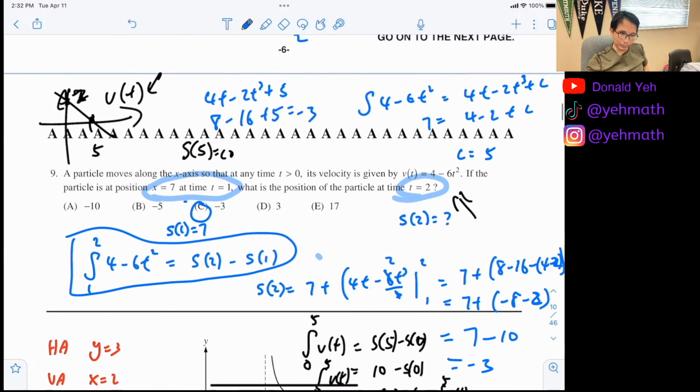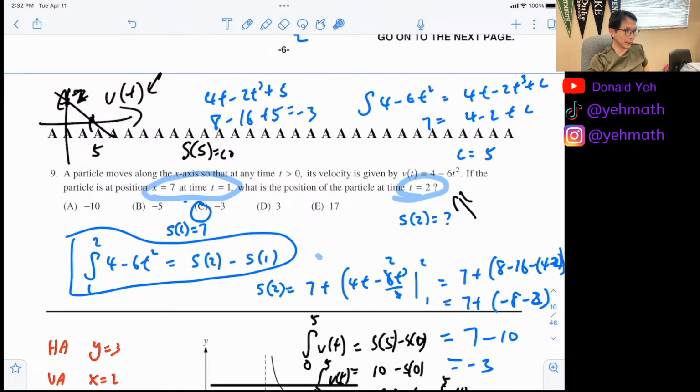This question is about integration. You have to understand what this means: s of 1 is equal to 7, and they just want to know what s of 2 is. You can do it in terms of the fundamental theorem of calculus. Some people say they don't prefer this way, and you will get the same answer, which is -3. But some people prefer this way: definite integral, indefinite integral, you get something plus c. You plug in the 7 and the 1, so you get c equal to 5. Then you plug in t equals 2. That evaluation is going to be much simpler for a lot of you.